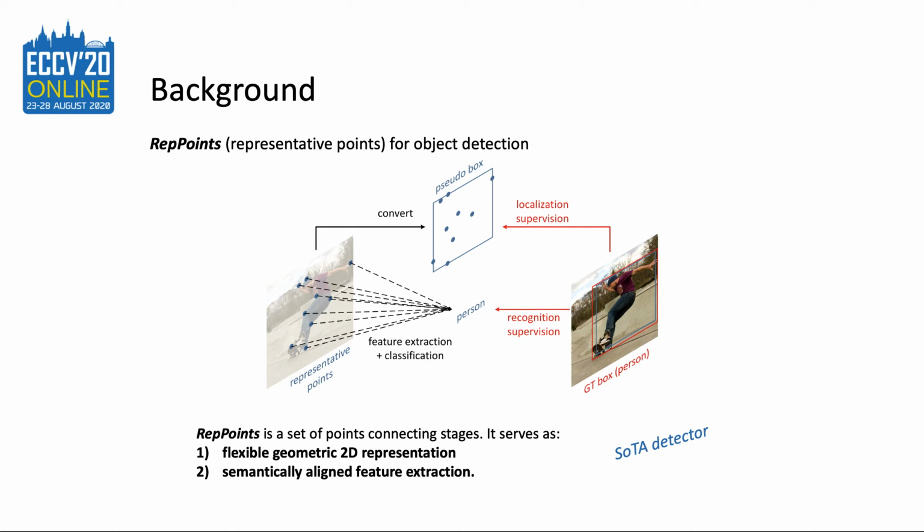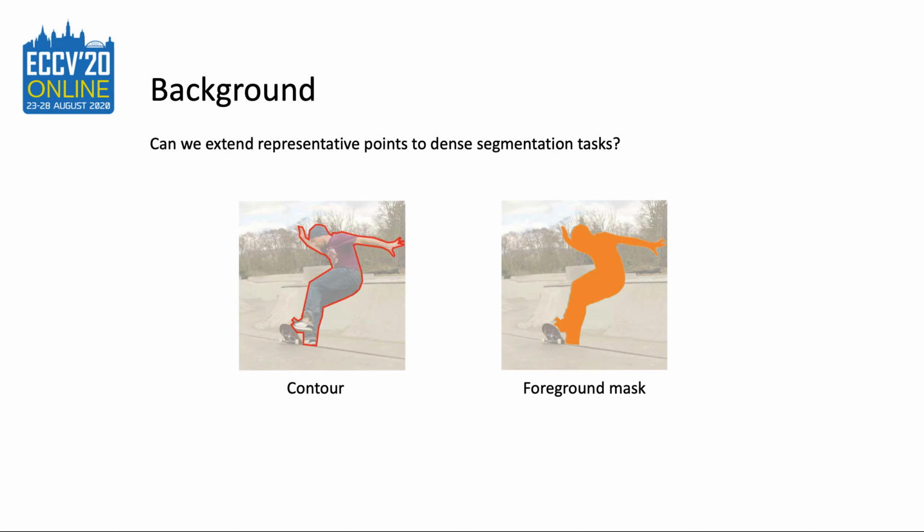Different from bounding box representation, RepPoints is a pioneer work to use a set of adaptive representative points as intermediate representation in object detection systems. Those representative points can be used for both flexible geometric 2D representation and semantically aligned feature extraction. And RepPoints achieves state-of-the-art performance in object detection tasks.